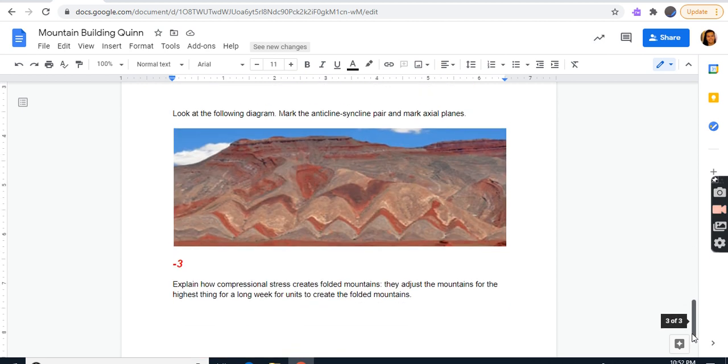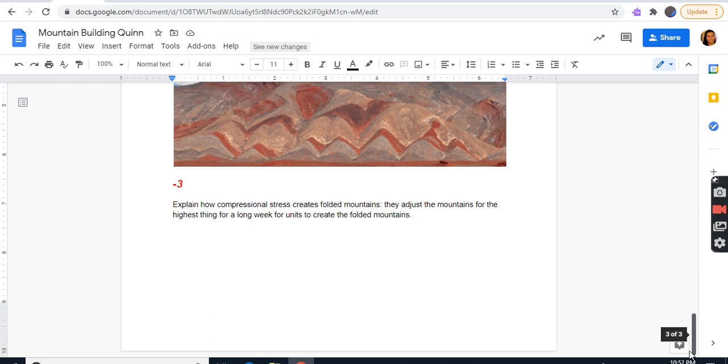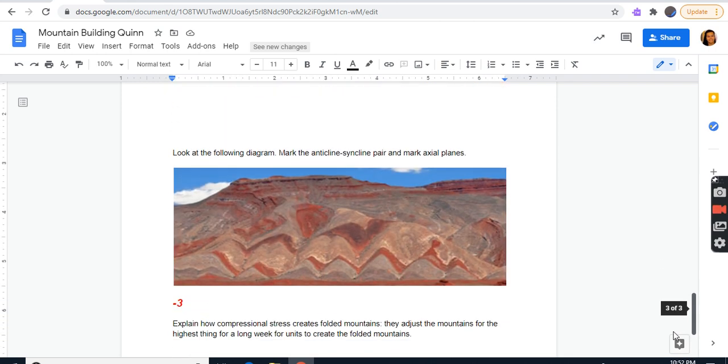Look at the following diagram. Mark the anticline-syncline pairs and mark axial planes. -3 on my status. Explain how compressional stress can create folded mountains. They adjust the mountains for a long length to create folded mountains.